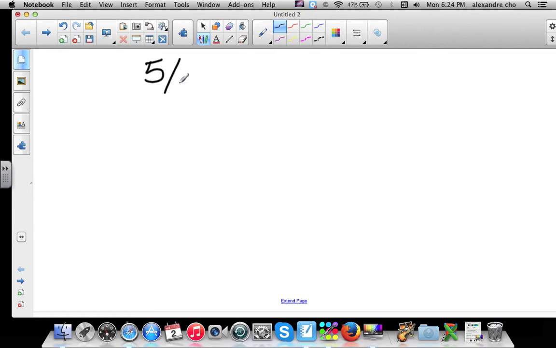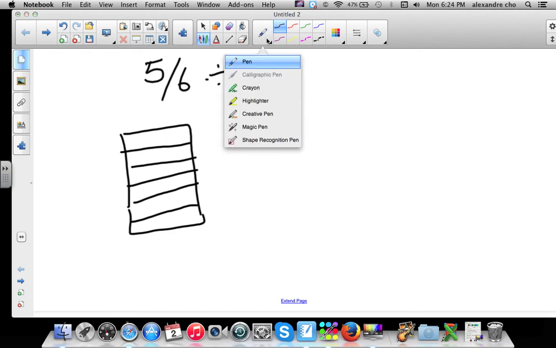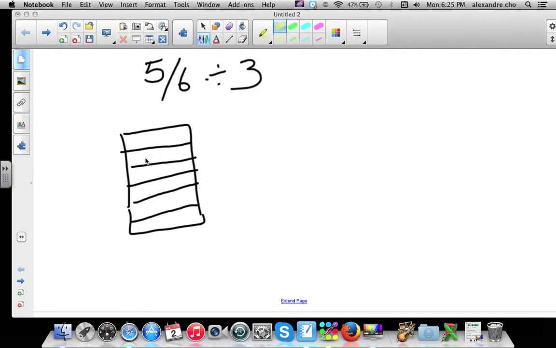5/6 divided by 3, there we go. So let's create something that has 6 slices or 6 pieces. 1, 2, 3, 4, 5, 6. There's something with 6 slices. And you want to highlight 5 because that's what you have. Okay, so out of the 6 pieces here, slices, I have 5. Now, I want to divide this among 3 people.